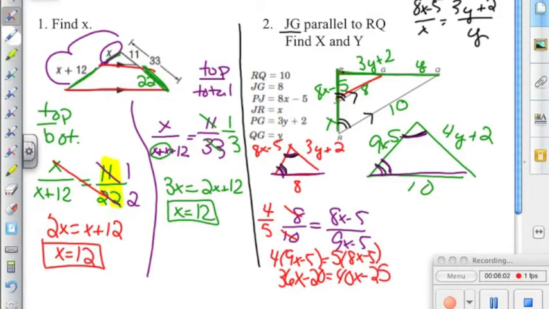Get your like terms together, move your 36. That's going to get me 4x. Move my 25, add 25. It's going to get me 5. I'm going to sneak over here. X equals 5 over 4, 1 and 1/4, 1.25.